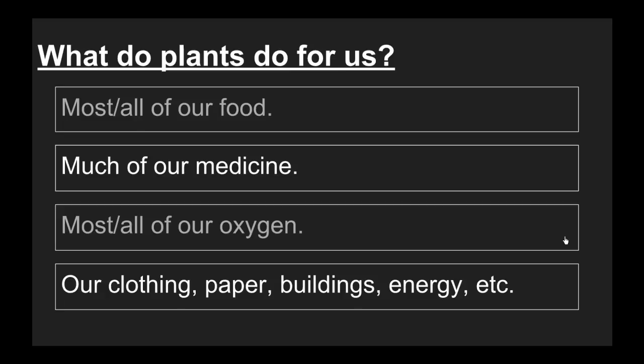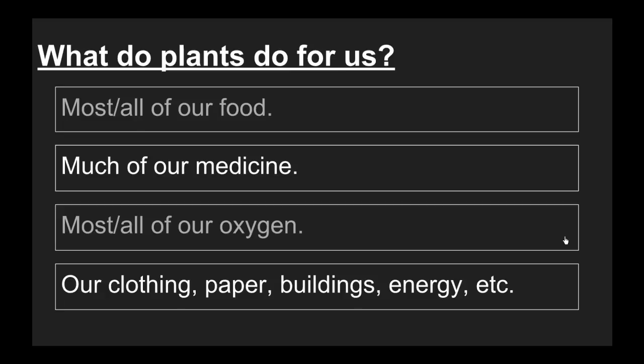Much of our medicine comes from plants. Most or all of our oxygen. I put down most and all because the other single-celled organisms that photosynthesize used to be classified as plants. Now they're not anymore, but they're very plant-ish. So if you want to get technical, we'll say much of our oxygen. If you want to be a little less technical about it, you could kind of say pretty much all of it.